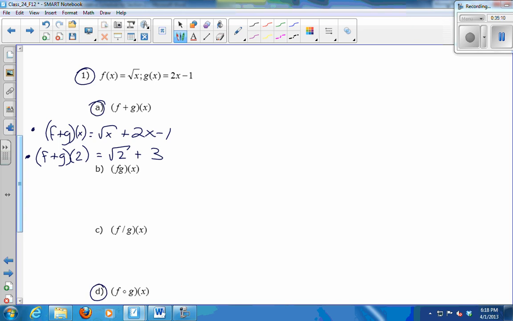And then for the domain, graph both of them, the domains of both, and take the overlap. Okay, so what's my domain of square root x? Come on, I know you know what it is. What functions can go into this? I mean, what x values can go into the square root function? 0 or greater. So if I graph the domain of the square root function, it looks like this.